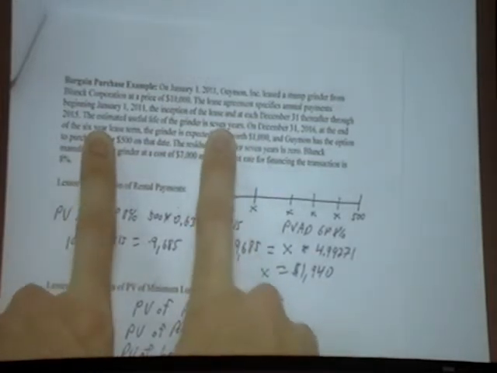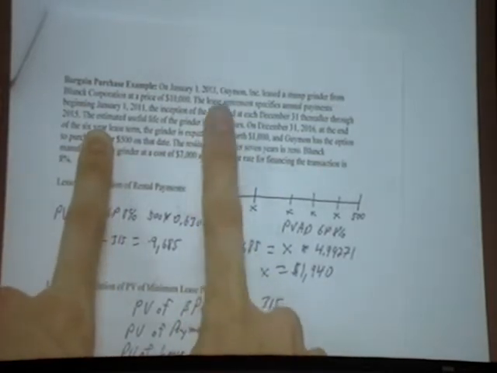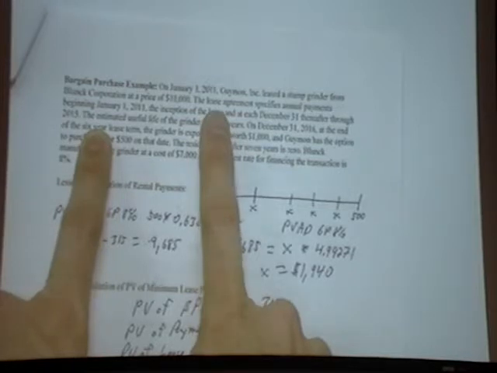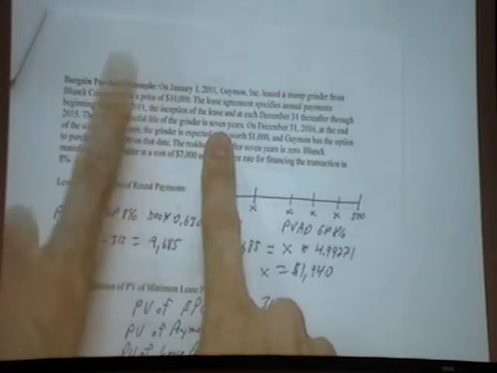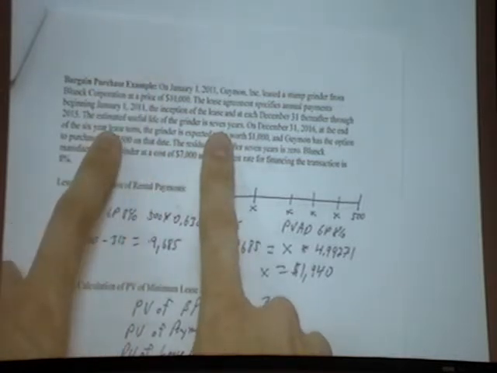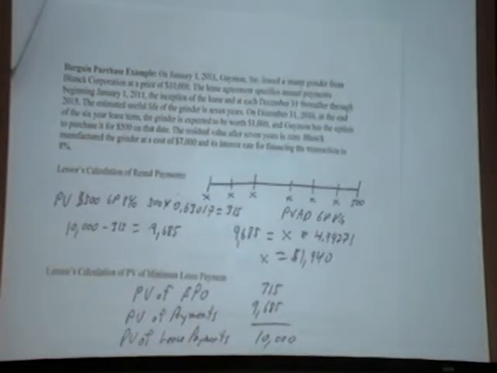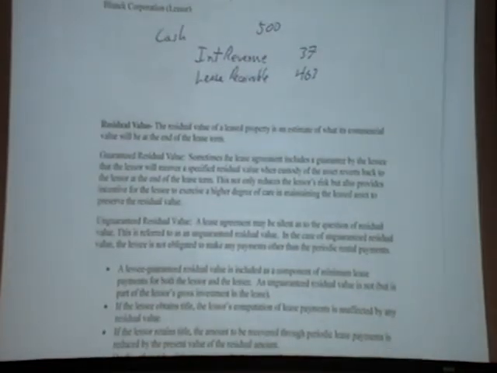Because there's a bargain purchase option, you use the useful life. If there were not a bargain purchase option or transfer of ownership, then you use the lease term. Does that make sense? Okay. All right. So what I was just describing now brings us to our next topic, residual value.